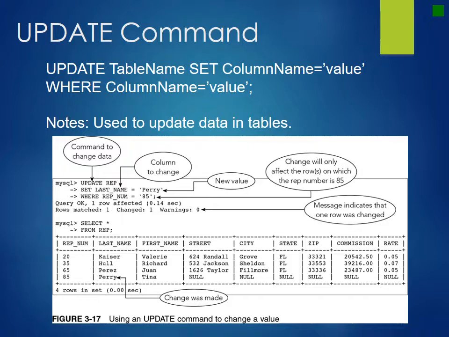The syntax for updating data in tables is the keyword update, then the table name, then the set keyword, then whatever your column name is, then the equal sign, and then the value that you want to reset, where the column name equals whatever the value is. And that column name is referring to some other column within that particular record that will uniquely identify it, like the primary key for that particular table. And you can see an example here in figure 317 of your textbook.